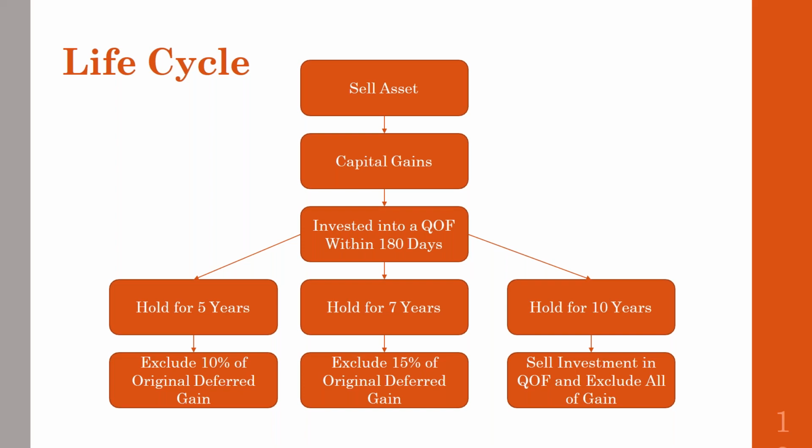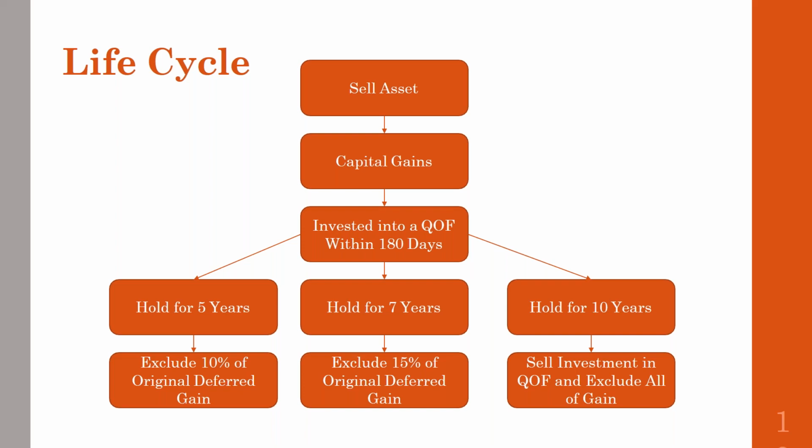All right, so the general life cycle of what we're looking at for a taxpayer is that the taxpayer sells the asset, as you see at the top of the screen. That's going to generate a capital gain. The taxpayer then has 180 days after the date to invest that into a qualified opportunity fund. And again, here I'm just showing an individual taxpayer. So 180 days after I sell my Google stock, generating a capital gain, I can invest that into a qualified opportunity fund.